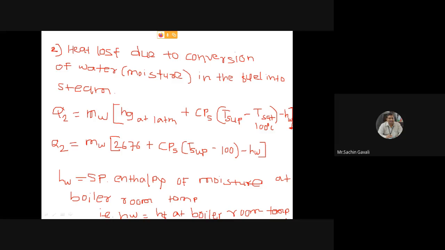Okay, now everybody, second loss, everybody got it? Anybody having a problem with the second loss? Good. So shall I ask Kunal to repeat this loss? Yes, sir. Okay, repeat slowly so that everything is written in your notebook. Heat loss due to conversion of water in the fuel into steam. Moisture is present in the fuel. When fuel burns, this moisture takes heat from the combustion and is converted into superheated steam.